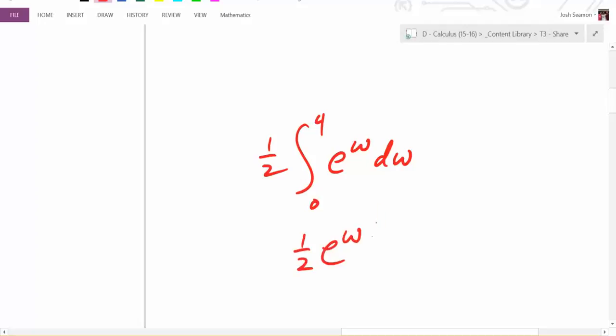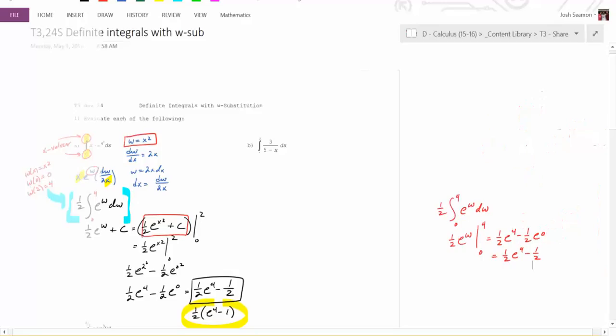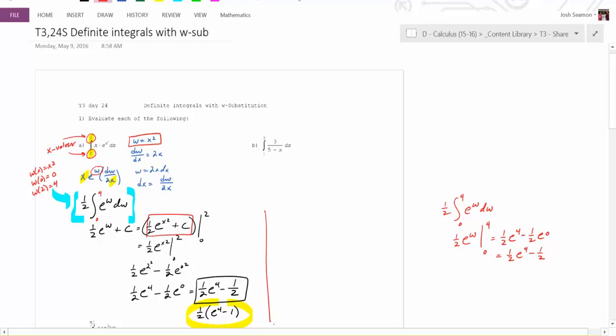E to the w from 0 to 4. What's that going to be? 1/2 e to the 4th minus 1/2 e to the 0. Is that the exact same thing we got before? Yeah, it is. It's the exact same thing, but what did we get to skip? We got to skip all of this.